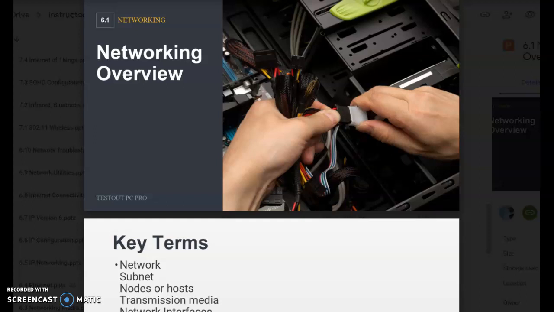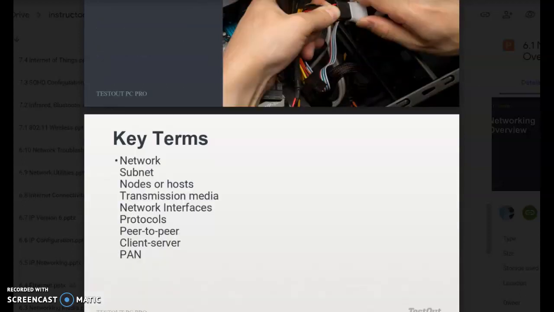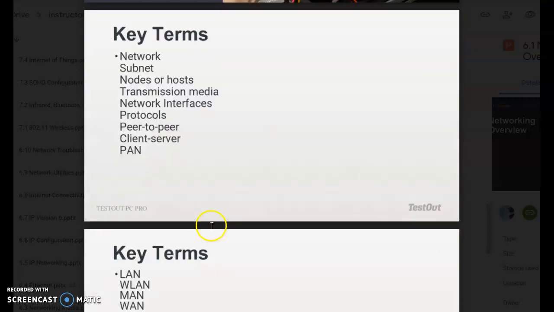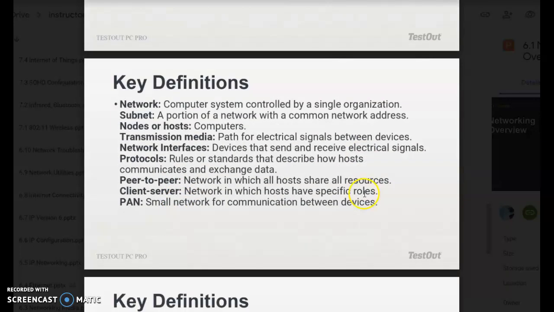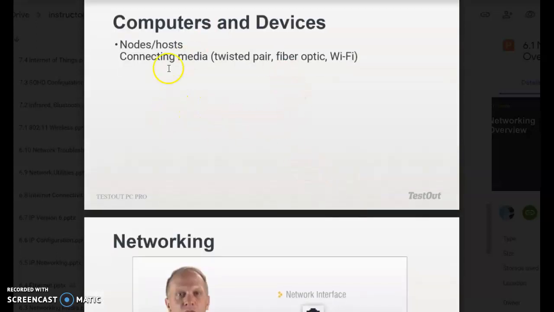So this is a networking overview. We talked about the cable types that make the network, and now we are going to say what a network is, what a subnet, node, and host are, and the media that we already talked about, and network interfaces, protocols, what peer-to-peer and client-server are, and PAN, WAN, LAN, MAN, internetwork, internet, intranet, and all those keywords. So now let's look at the computers.